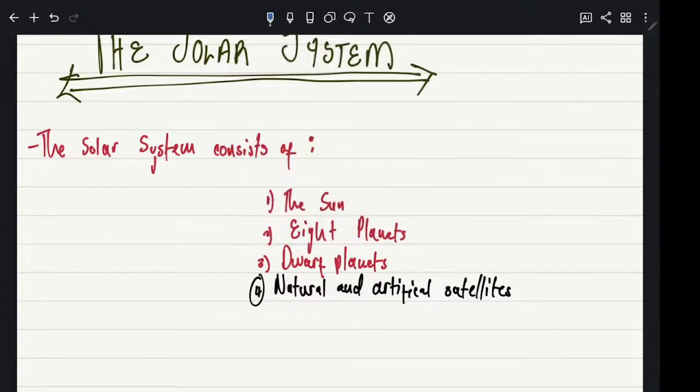For Earth, the natural satellite, something which naturally goes around planet Earth, is the moon. The moon naturally goes around planet Earth, so it's a natural satellite for planet Earth. When you see the word planet, it goes around the sun. When you see the word satellite, it goes around a planet, not the sun.